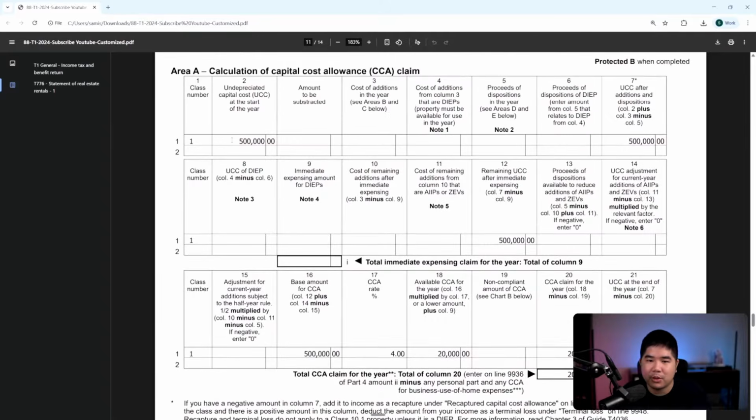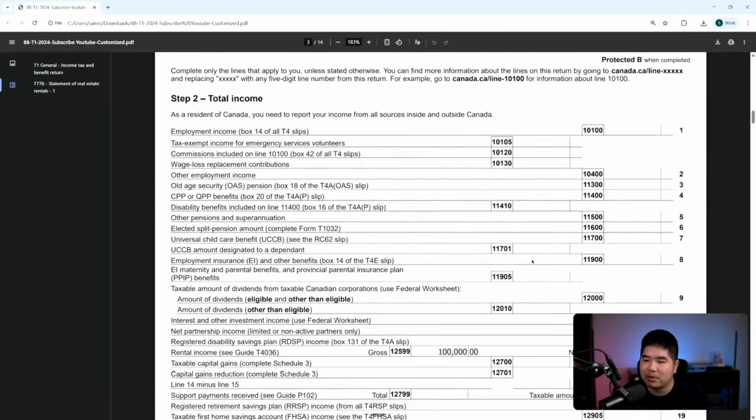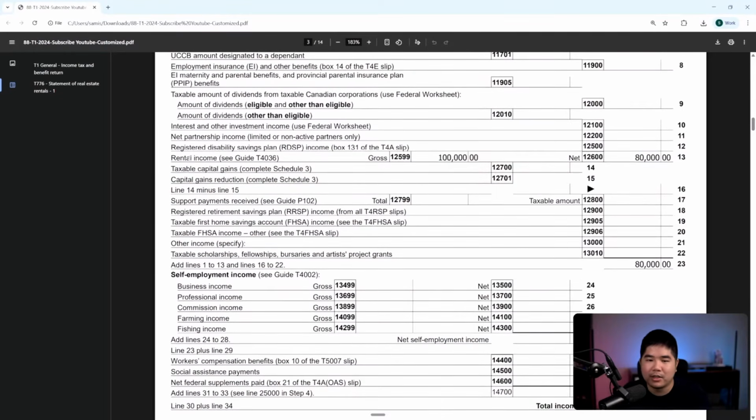So in this case, we have $500,000, and then we can claim about 4%, which means we can claim $20,000 this year. And if we go up, we have $100,000 of income less $20,000 of CCA. Therefore, our net income is only $80,000. And if we go to our T1 general, that's exactly the amount that we will report here. Rental income, $80,000. That means we only have to pay tax on this amount instead of $100,000. Now, that sounds good because you will have to pay less taxes, but here's a reason why I generally do not recommend my clients to do that.